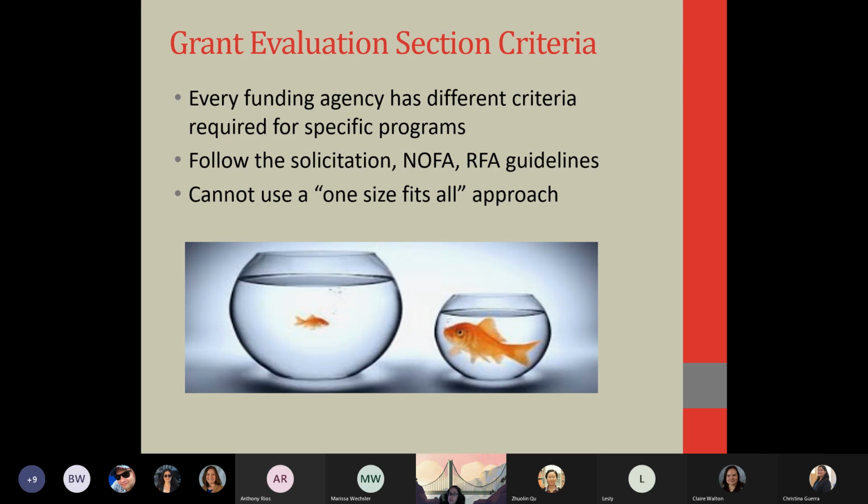So often you will see things in a solicitation, for example, for an NSF grant, that they change from year to year, or it's different. Even though it may be the same solicitation that came out, they make changes to it. So it's really important to pay attention to the guidelines and follow them. And also you cannot use a one-size-fits-all approach. Your evaluation needs to be specifically geared towards your proposed project. And of course, your proposed project needs to be aligned with the funder's goals and how they're wanting to fund or spend their money.